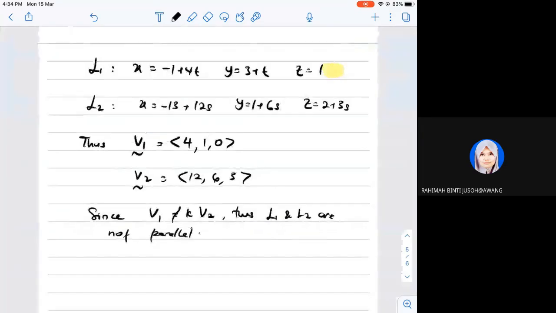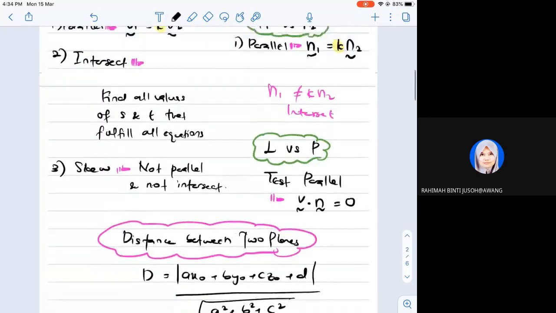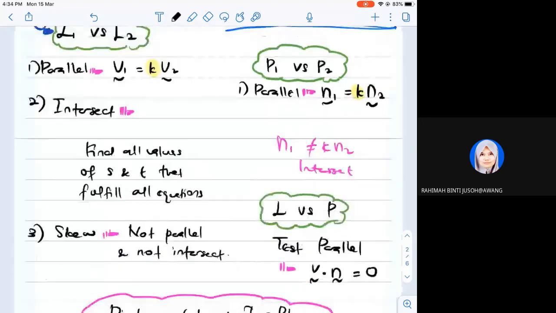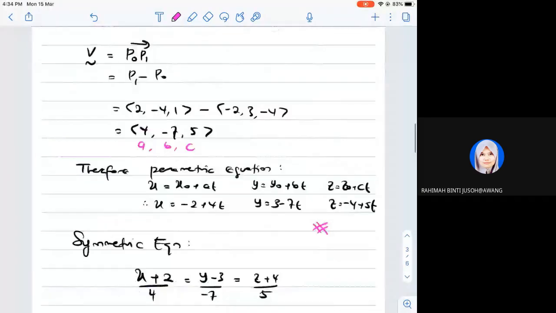Nak test intersect lain guys. Kalau plane, yes, plane automatic dia akan jadi, dia tak parallel, dia confirm intersect. Tapi kalau nak test intersect line, ni cara dia. Find all values of S and T that fulfill all equations. Kalau fulfill, baru benda tu intersect. Okay, jom kita test.